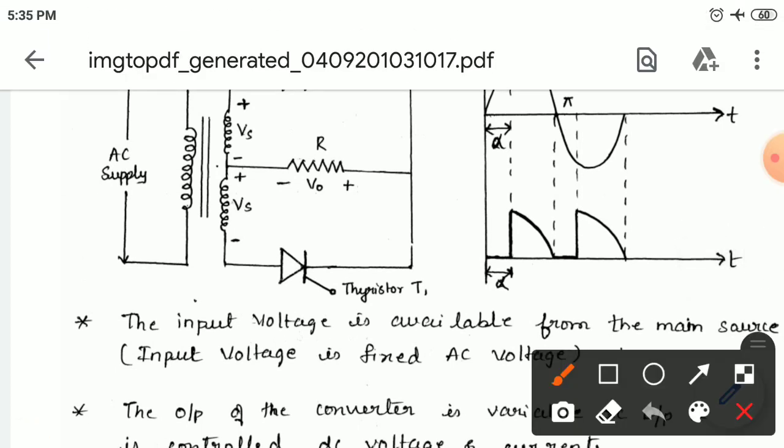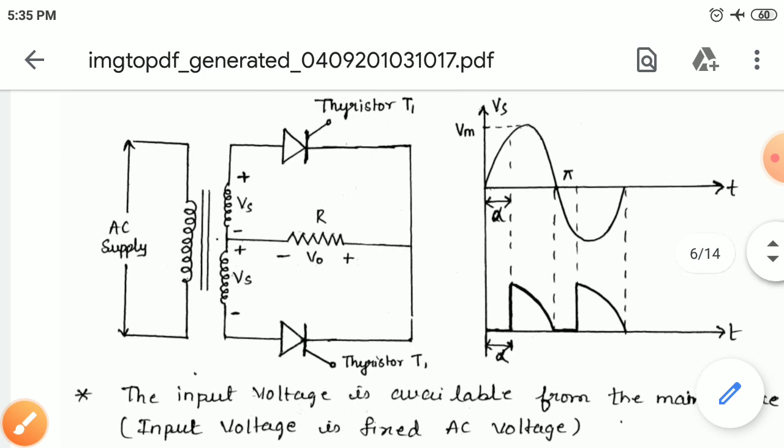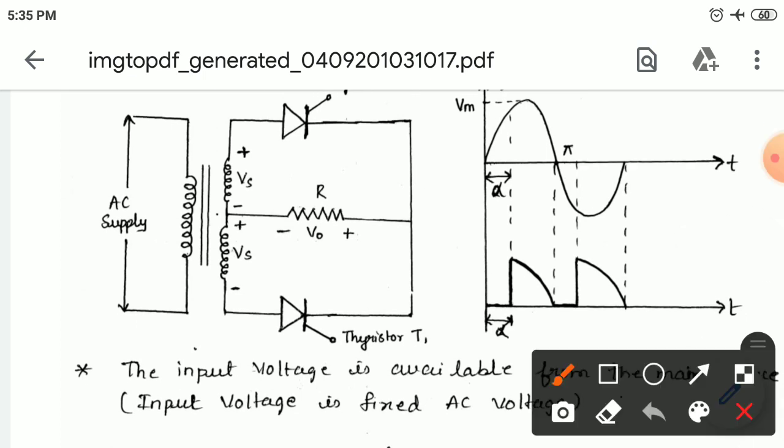See here, anode is positive and cathode is negative, yet it is not conducting. This is your input and this is your output. Anode is positive and cathode is negative during the positive half cycle, but the output voltage is 0 here. Why? Because the firing pulse is not yet given. Once the firing pulse is given, from here onwards the output starts transferring power from the input to the load side.